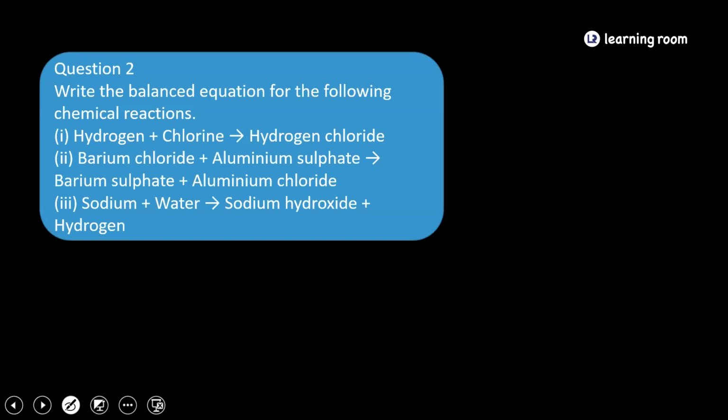Write the balanced equation for the following chemical reaction. They have given the reaction, and you have to write the balanced equation. So how can you write it?